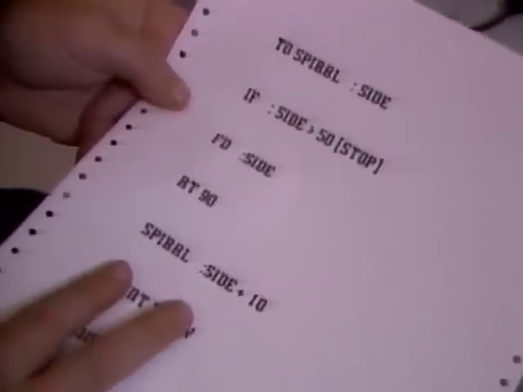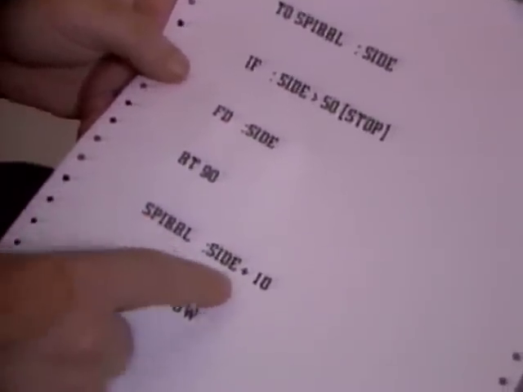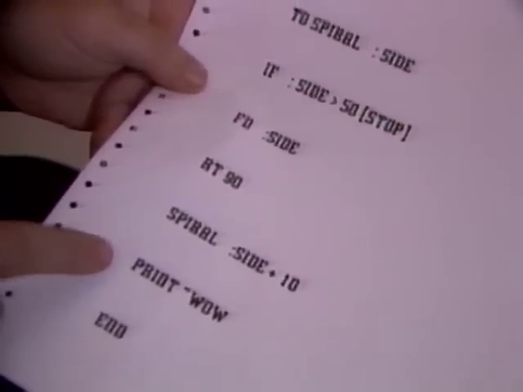Without this last line I'm covering with my fingers, this is a perfectly familiar spiral procedure. Spiral does a forward, does a right, and runs spiral with side plus 10 as input. That's what makes it spiral. But what about that? What does print wow have to do with a spiral? What it has to do with is the difference between the intention of part one and part two.